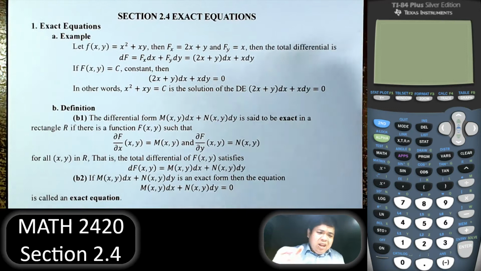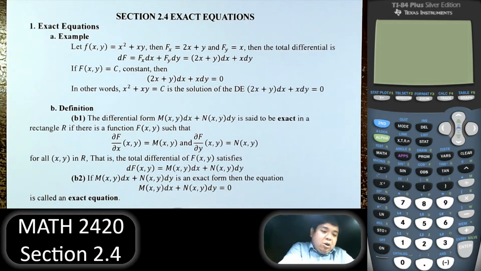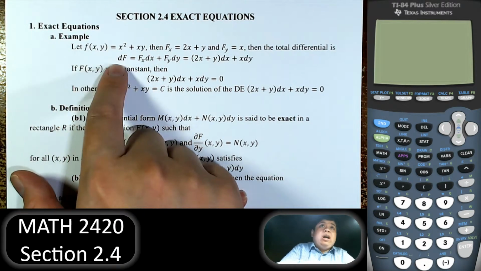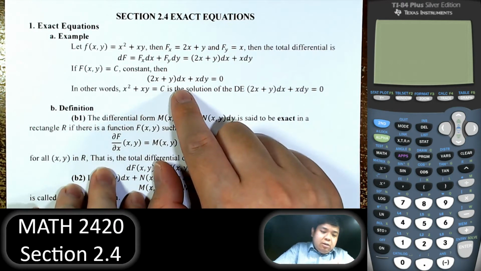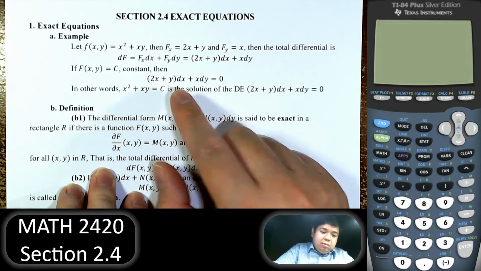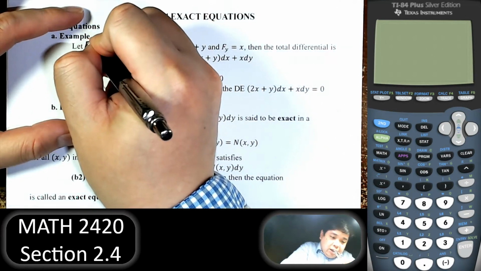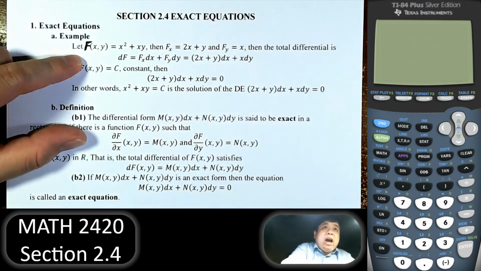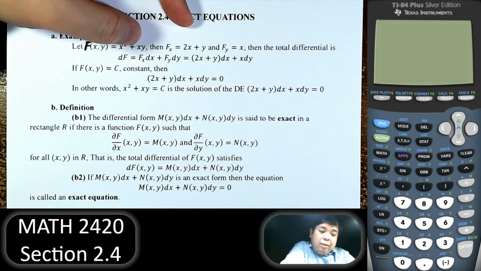Right, let's go straight to the problem here. So, exact equations. Say we have a function of two variables x and y. There's a typo here that I will change before I post the notes online. So this is capital F of x y equal to x squared plus x y.